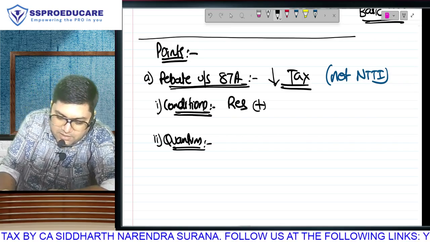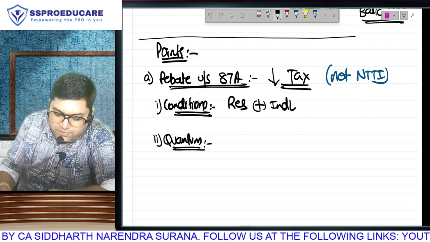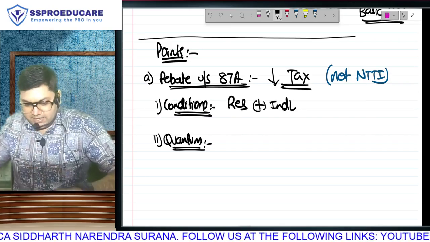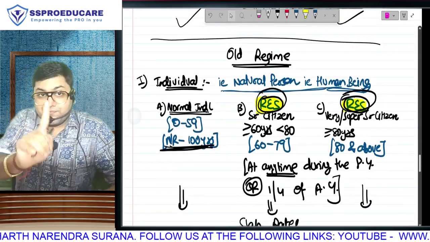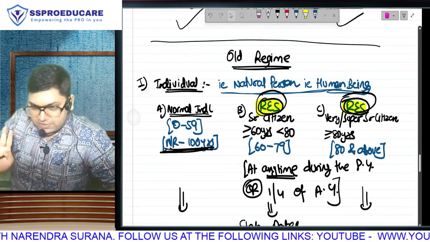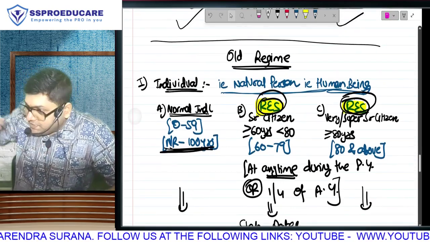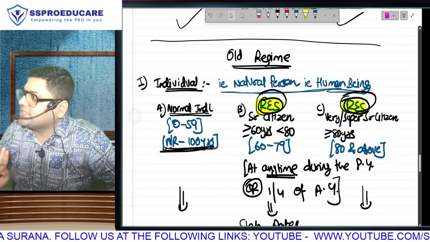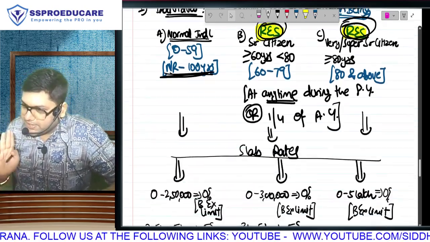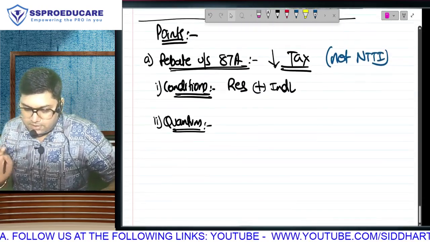Second, rebate is applicable only to individuals. Right now we are in the old regime, first assessee, individual. So individuals get rebate. As we move further to the other assessees, we already know that none of the other assessees are eligible for rebate, because rebate is applicable only to individuals.